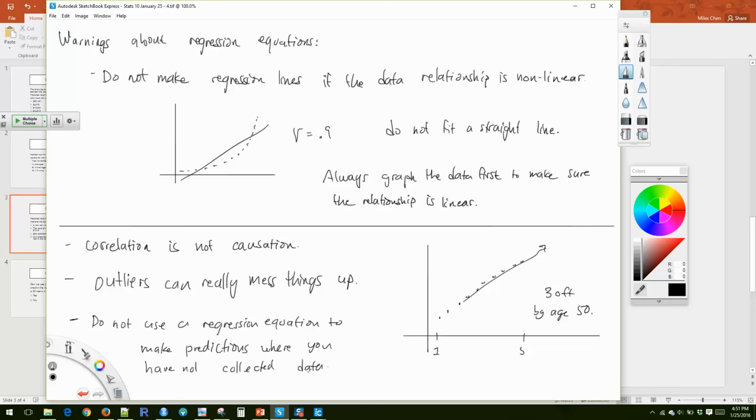It seems silly, but we see this all the time. Just today I was browsing the internet, and it said a study shows that by the year 2050, our oceans are going to look like this. Well, just because a trend has held up for the last 10 years, we don't know if that's going to hold true for the next 20 years. Even if it's held true for the last 50 years, we still have no idea what's going to happen in the future. So don't use regression to make predictions where you have not collected data yet. So that's that for warnings.